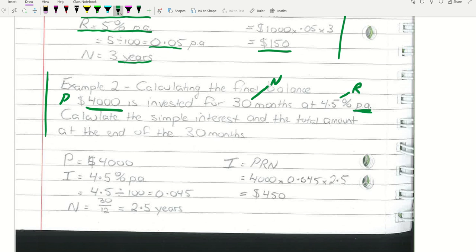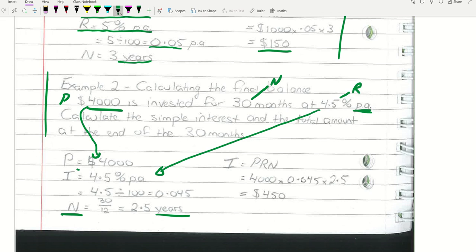Let's have a look at our solution. Our P we pulled out: 4,000. That was pretty straightforward. Our rate we pulled out over here, 4.5% per annum. We're going to change that percent sign into a divided by 100 and get 0.045. Now our N, we need it in years. So we're going to divide 30 months by 12 months per year, and that will tell us that 30 months is 2.5 years. There are 12 months in a year, so there's 24 in 2 years, and then another 6 months, another half a year, will get us to 30.